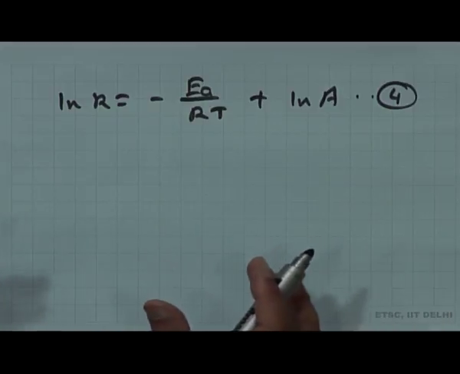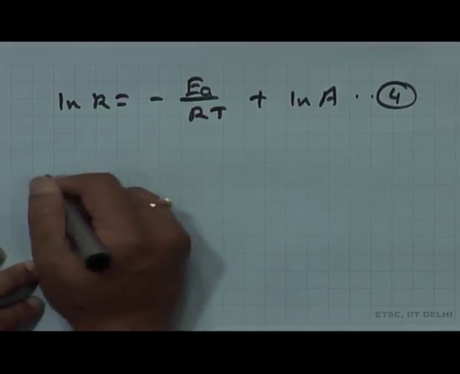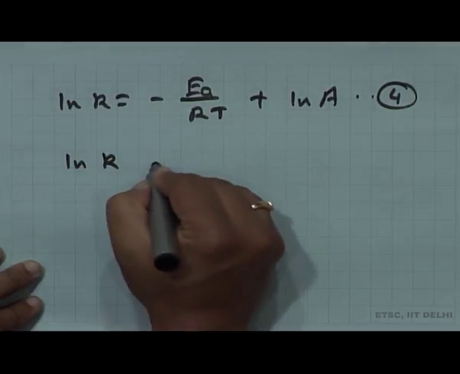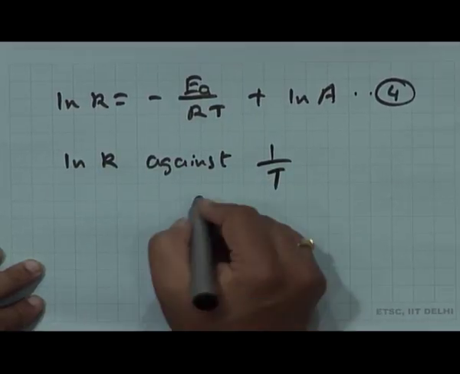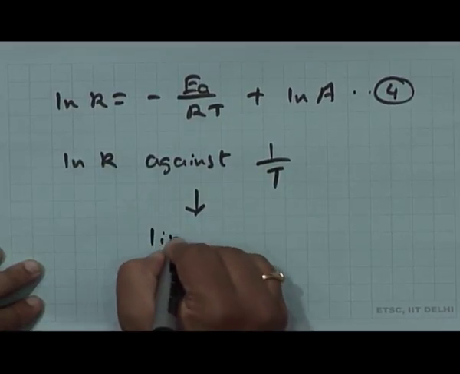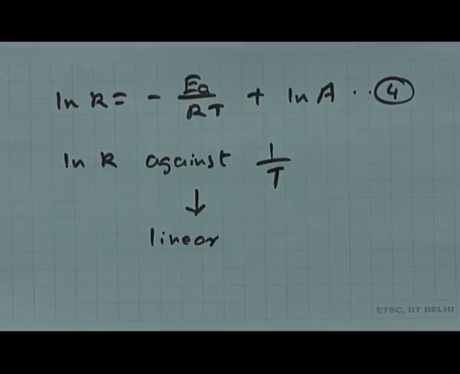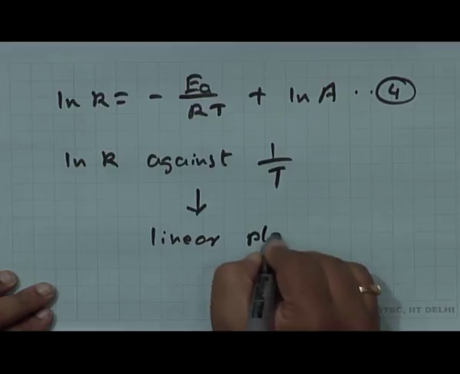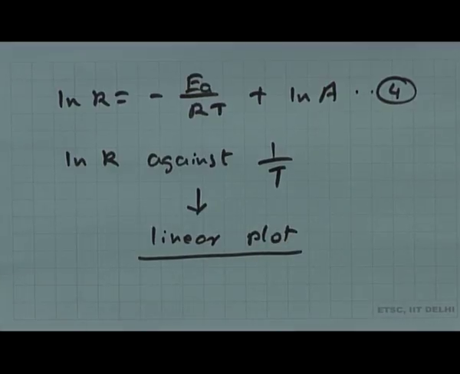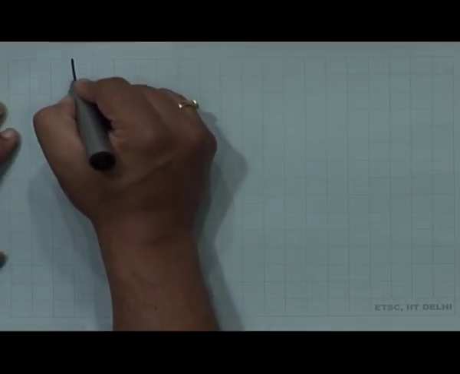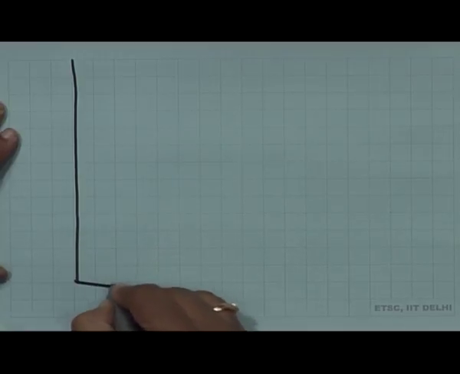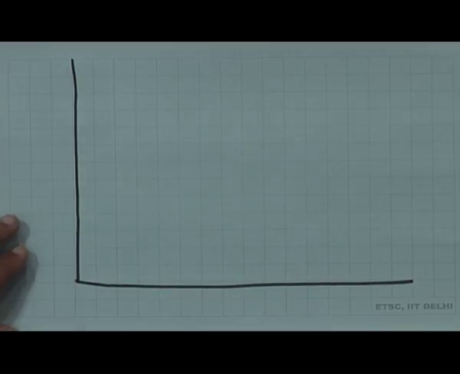If this is the equation of a straight line, I should be getting a straight line if I plot natural log of k against 1 by T, and the type of plot should be a linear plot. Okay. So, let us see what we get out here. In terms of a plot, let this be the plot, right.